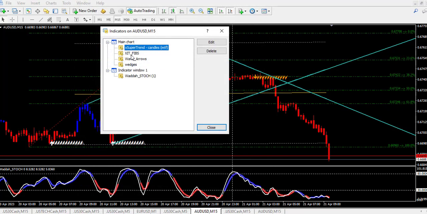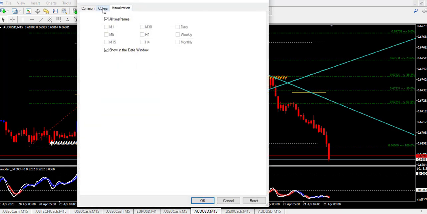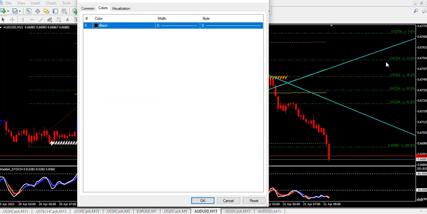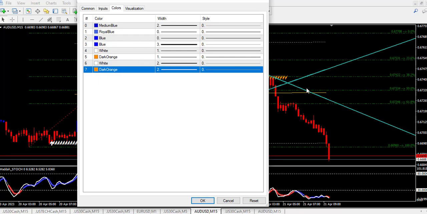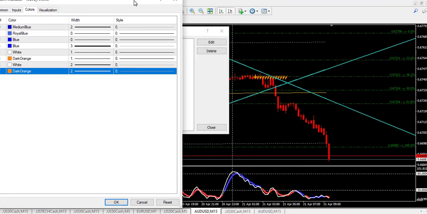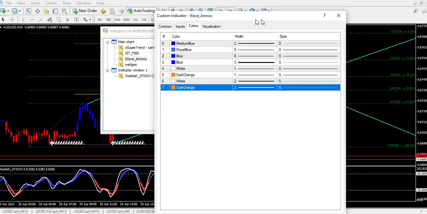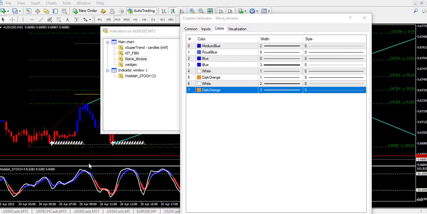The other indicator is this Fibonacci indicator that gives us this particular line. There's nothing to change here, just use the default setting. The third indicator on my chart is this wave indicator. This particular indicator that turns to orange here, that's the indicator that gives us this signal. It's the wave arrow indicator that gives us this white color here also for a buy here.